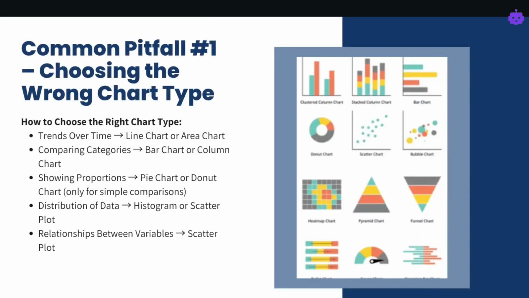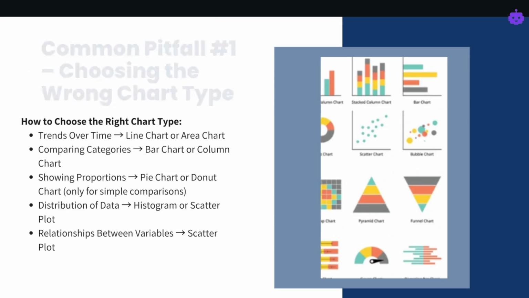Choosing the right chart is crucial to making your data easy to understand. For tracking changes over time, use line charts or area charts. To compare different categories, bar or column charts work best. If you want to show proportions, pie or donut charts are helpful. For data distribution or relationships, histogram and scatter plots are ideal. Picking the right chart helps your audience see the story clearly.